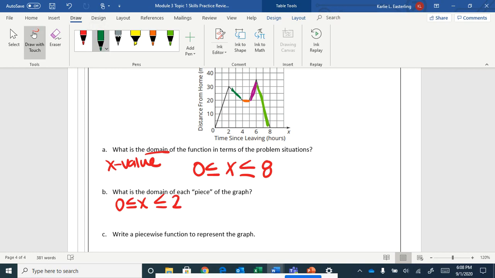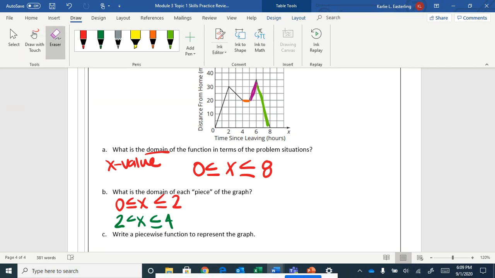That's our first piece. And then our dark green piece, which I'm erasing as we do them so I can see them a little better. It starts at 2, but we're not going to include it because we would use the equation for that first line to get that 2 right there. And that piece goes all the way until our fourth hour, which we would include here because we would use that equation to get that part of the line.